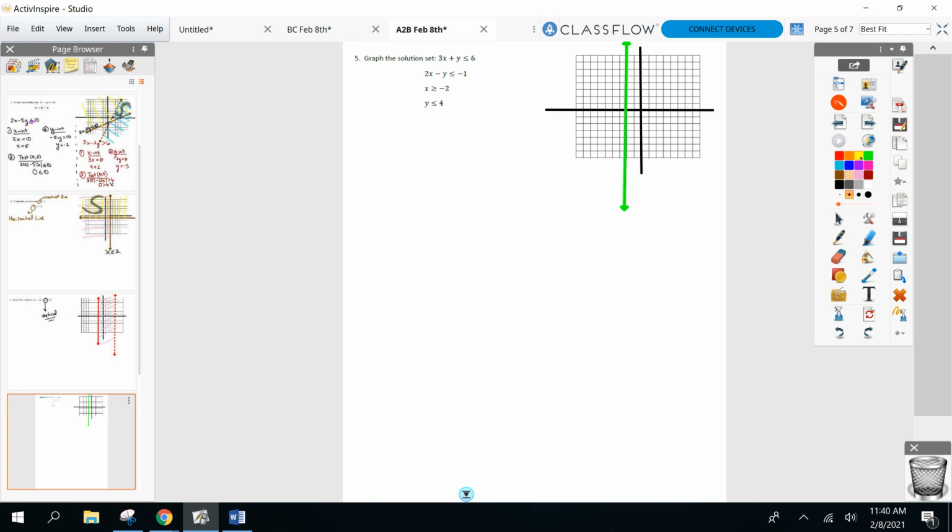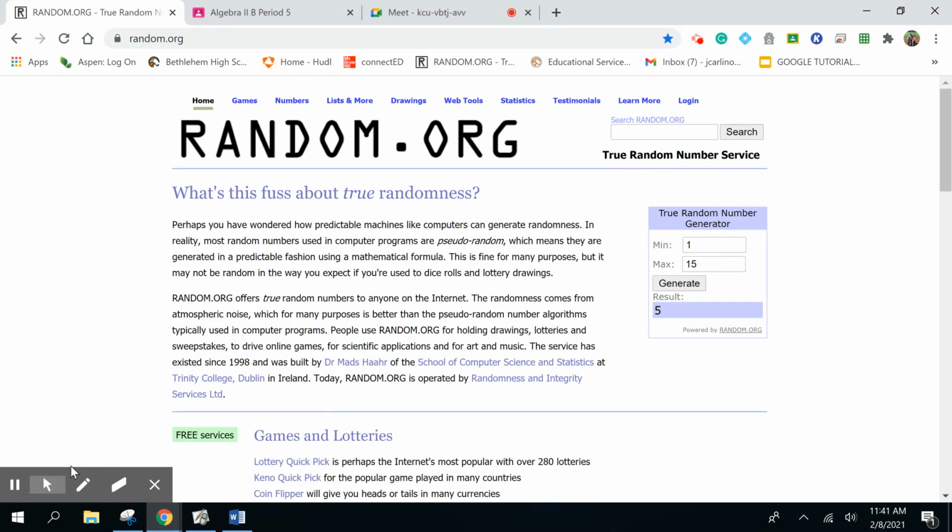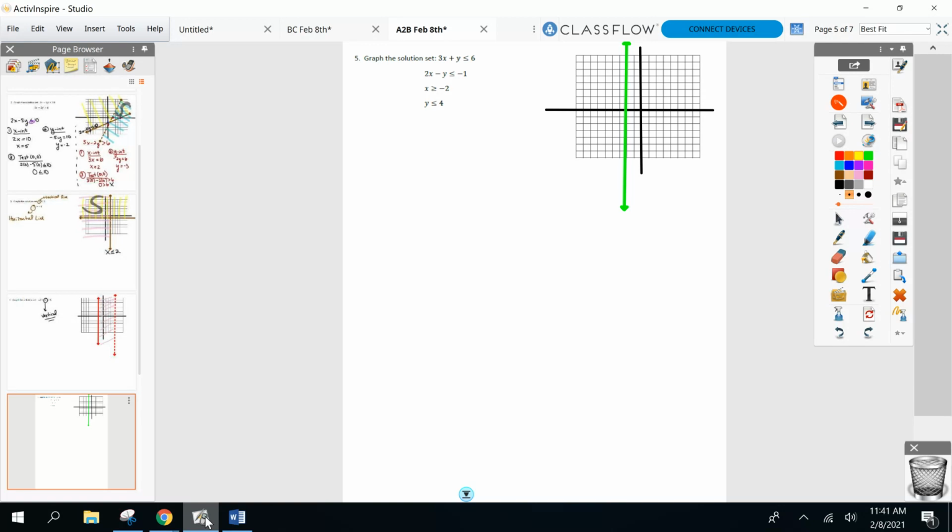I don't want you to shade, but this is where I'm going to challenge you today. Think about where you would have shaded. Would you have shaded to the right or to the left of this line? Where are all the x's greater than -2? I don't want you to, because it's going to be a mess. But where would you have shaded here? To the right or to the left? To the right.